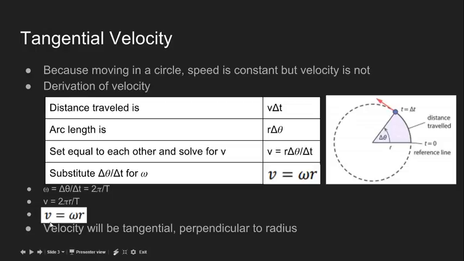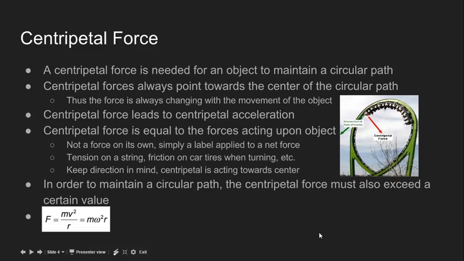So we have that equation again down here, and then as mentioned before, the velocity is going to be tangential or perpendicular to the radius. So now we move on to force. The centripetal force is defined as the force needed for an object to maintain a circular path.